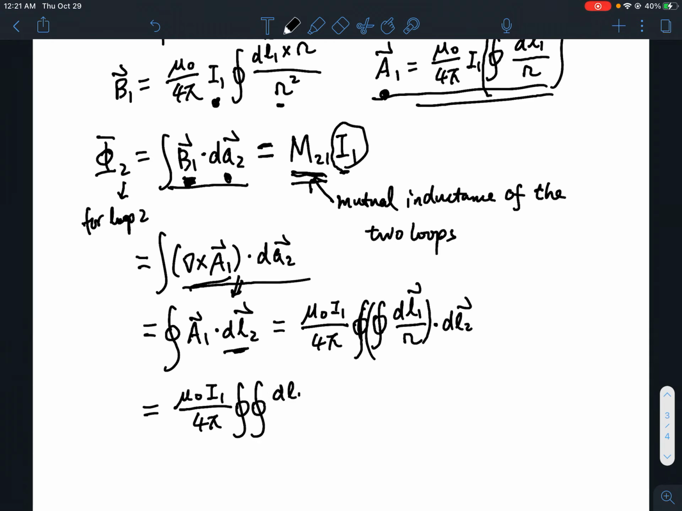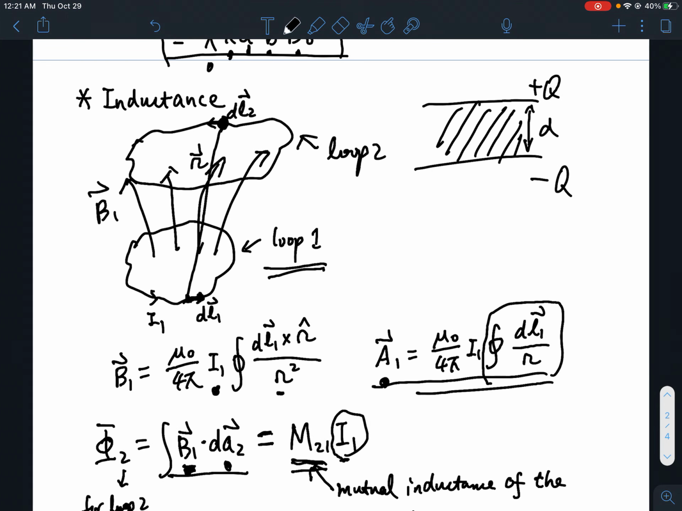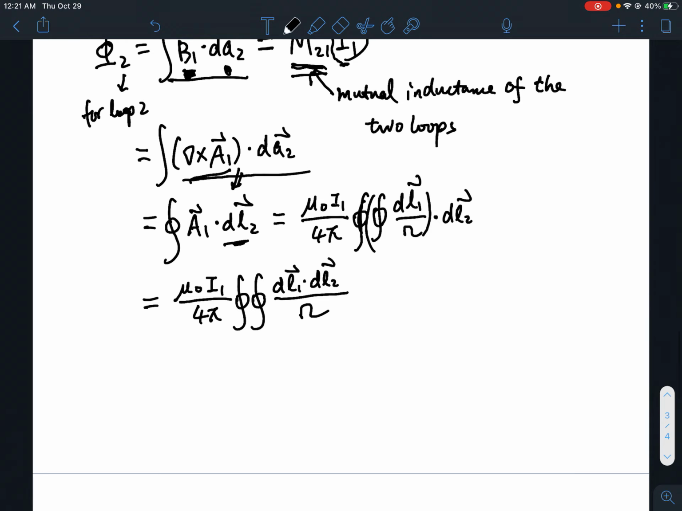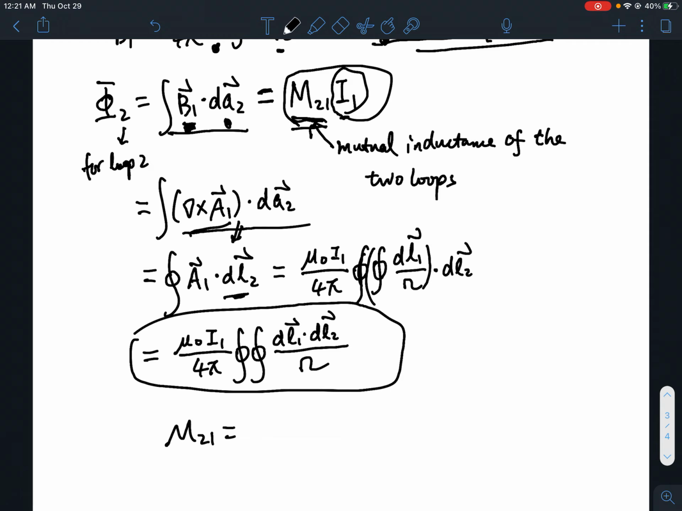There are two line integrals. The reason there are two line integrals is because we have dl1 and dl2 here, one for each loop. So you can see from here that M21 is defined this way, and this phi 2 is also calculated this way. So we just get rid of this I1 here, and M21 is really just this integral.